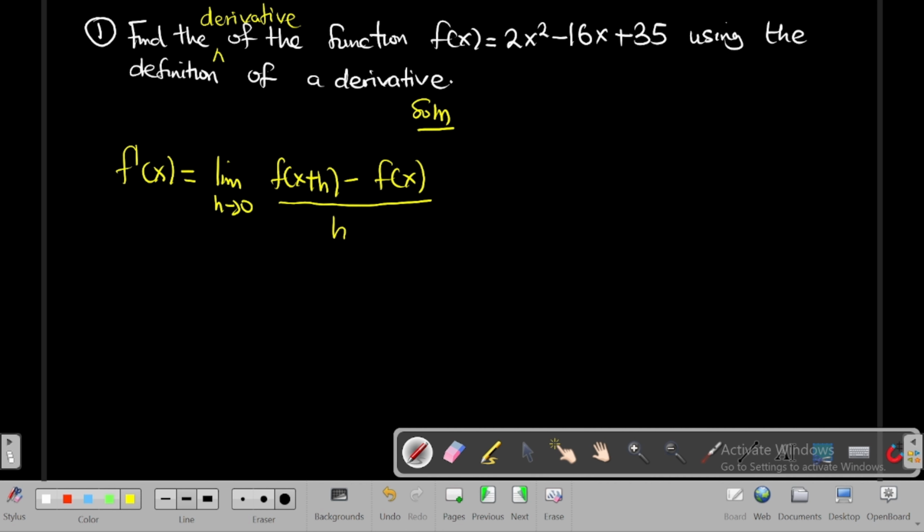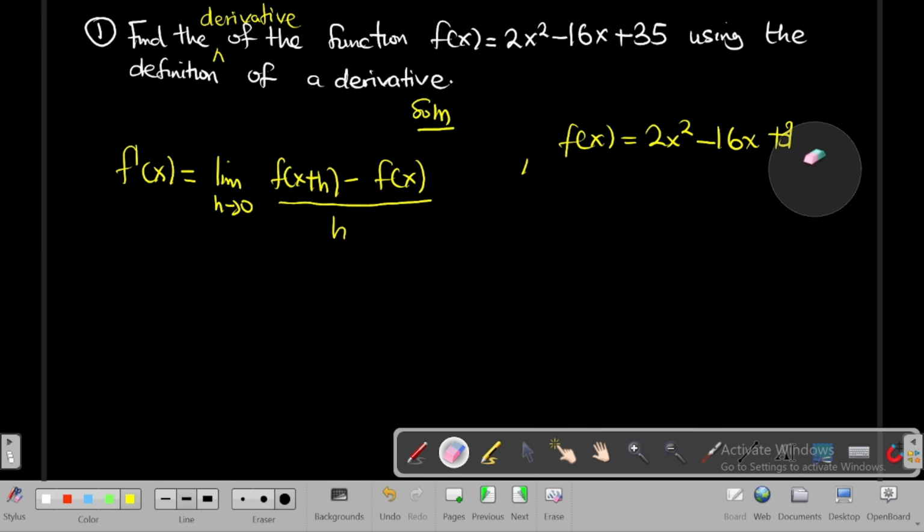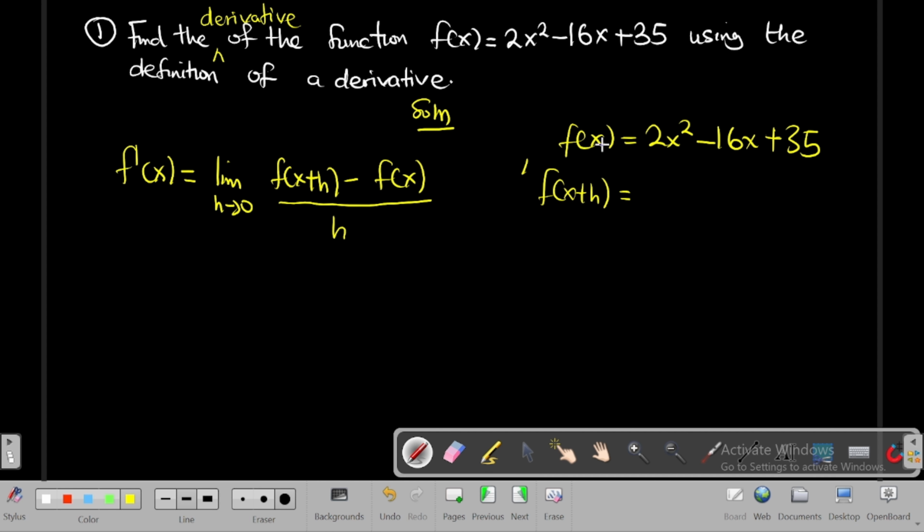Now we have established that f of x is equal to 2x squared minus 16x plus 35. Now to find f of x plus h, we know that wherever we see our value of x, we replace it with x plus h. So it becomes 2 into bracket x plus h squared minus 16 into bracket x plus h plus 35.